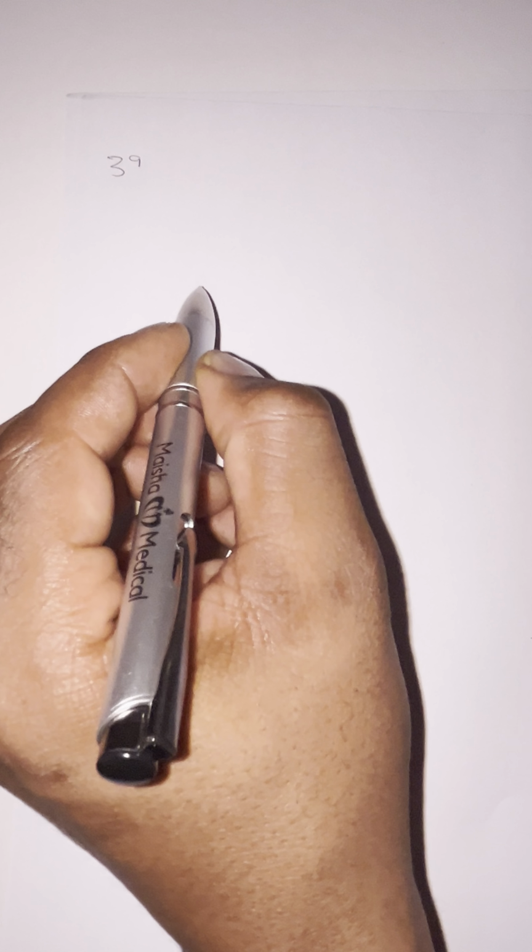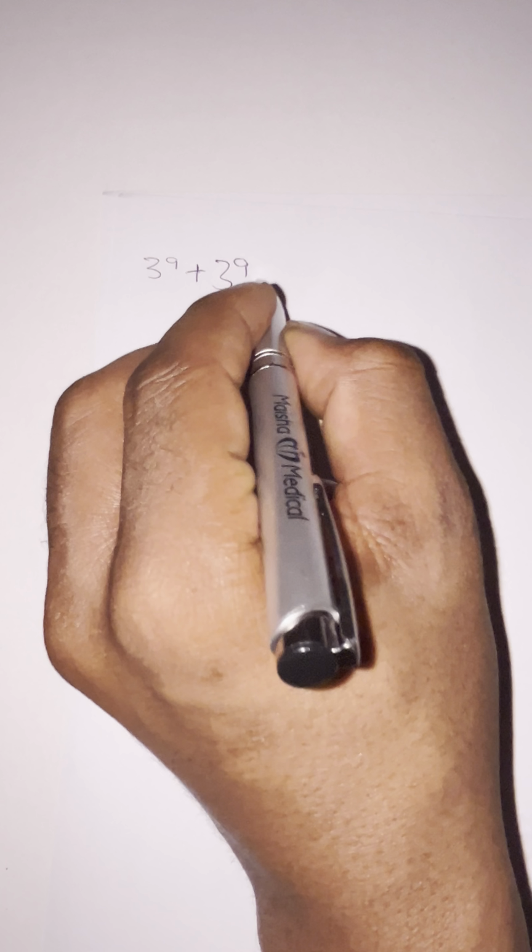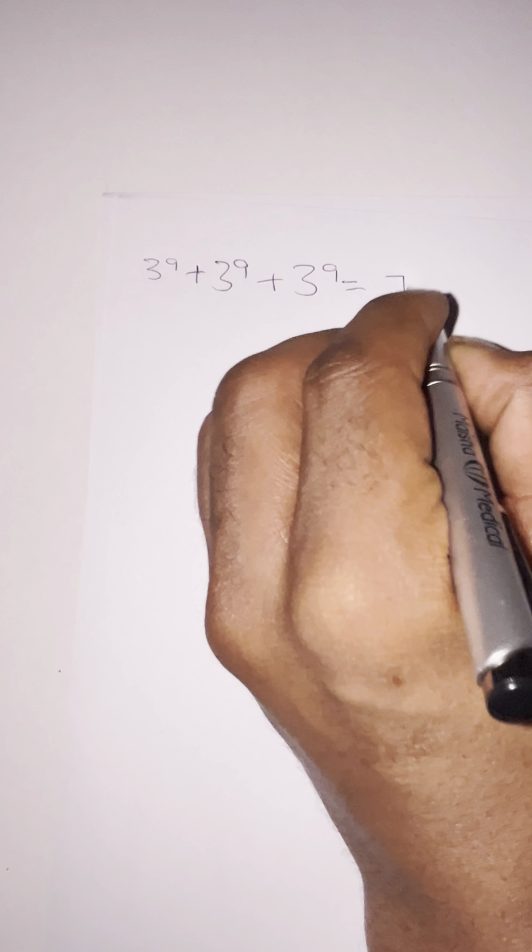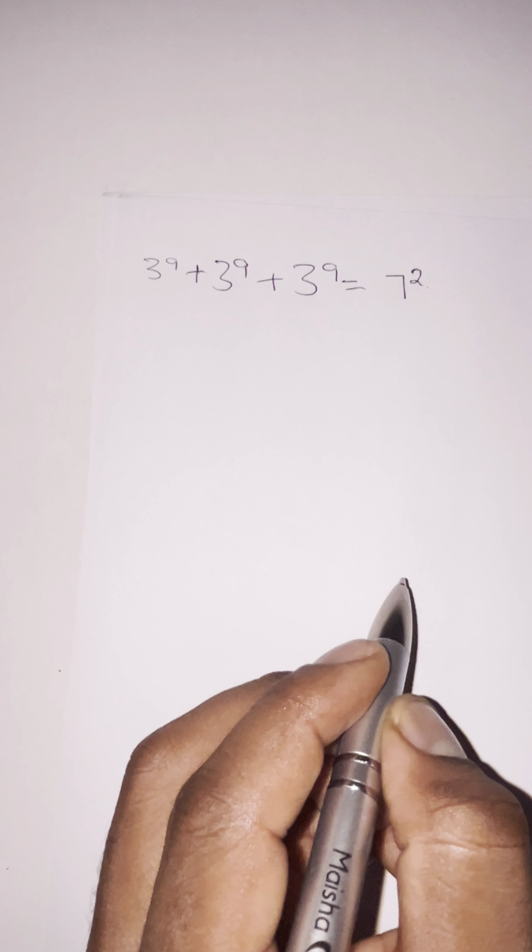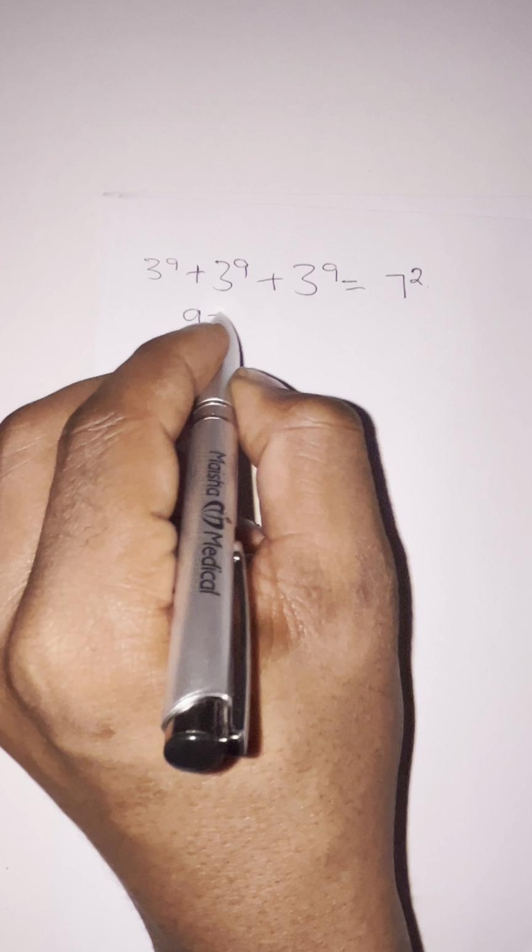We go to the second one. The second one says 3a plus 3a plus 3a is equal to 72. Now, what is the value of a?